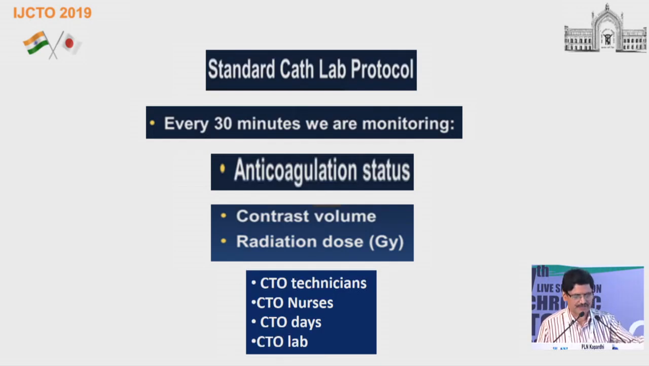And radiation dose, as I discussed, if it reaches 8 grays, you have to abort the procedure. And we should identify and train the technicians, especially so that they come for the CTOs, so that we can discuss with the technicians where we have gone wrong or where we have deviated from the procedure. And we should identify the nurses especially for CTO techniques, so that they can give suggestions in between. And CTO days, especially weekly 2 CTO days, the lab should be dedicated, and a CTO lab should exclusively be there, like the EPS cath lab, a CTO cath lab should be there.